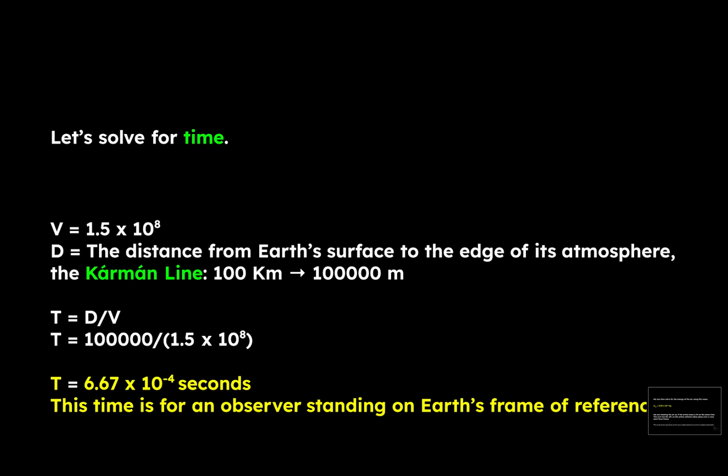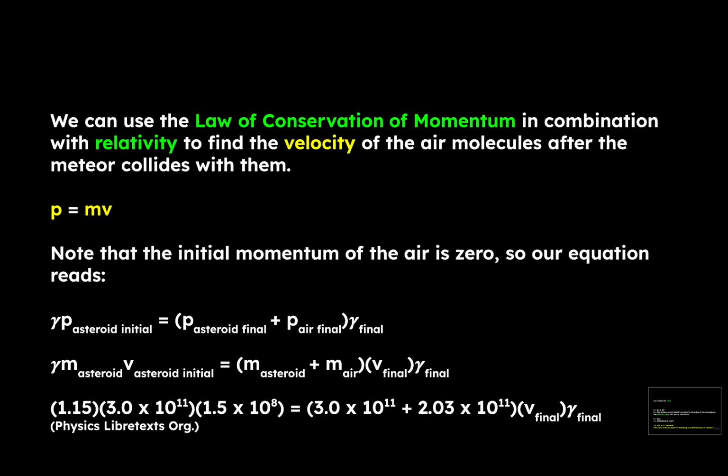Our velocity equals half the speed of light. The d equals the distance from the Earth's surface to the edge of its atmosphere, which is the Kármán line. It's exactly 100 kilometers away. And so here we plugged into t equals d over v, and we got the time equals 6.67 times 10 to the negative 4th seconds for an observer standing on Earth. We can use the law of conservation of momentum in combination with relativity to find the velocity of the air molecules after the meteor collides with them.